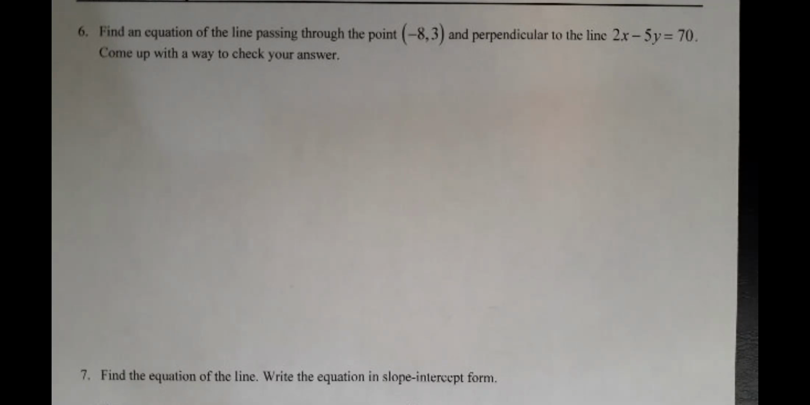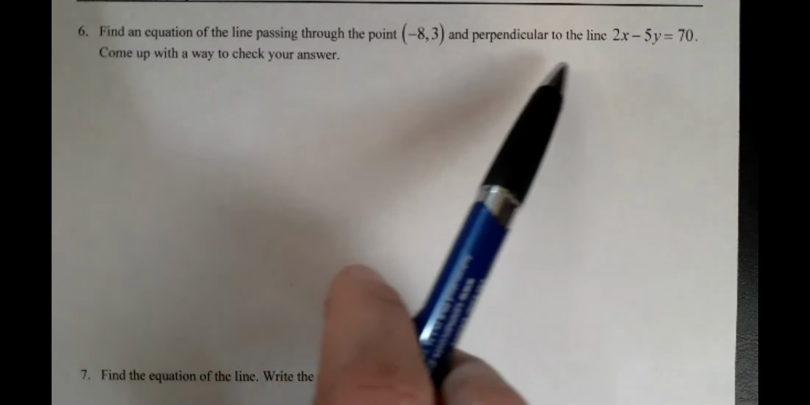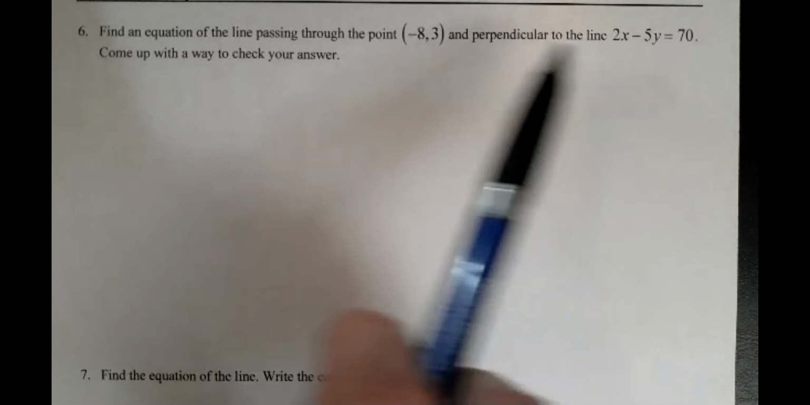Ooh, so this looks like they combine the last two, kind of, right? Find an equation of a line passing through the point (-8, 3) that is perpendicular to the line 2x minus 5y equals 70. So they're giving us a point again, and they're giving us a slope through this line. This is how we're getting our slope.